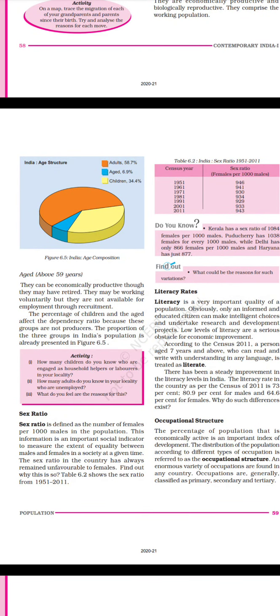Take a look at figure 6.5. India age composition. India age structure. Adults 58.7%, aged 6.9%, children 34.4%.